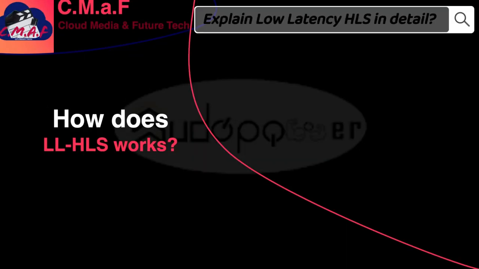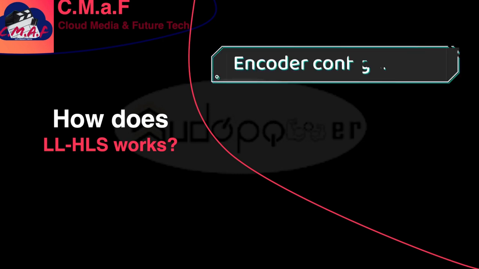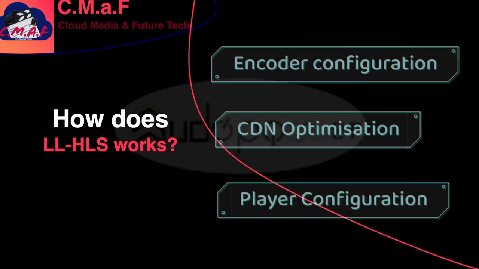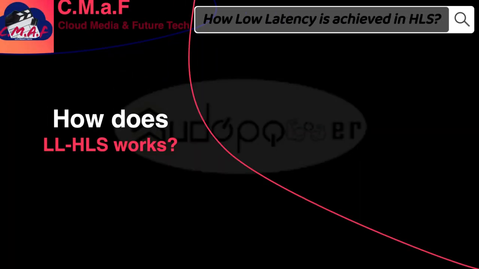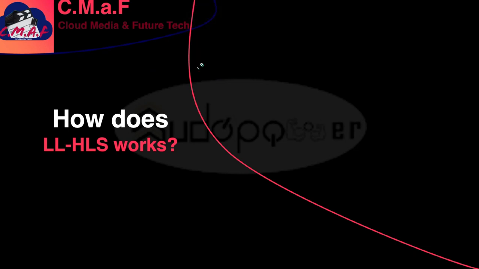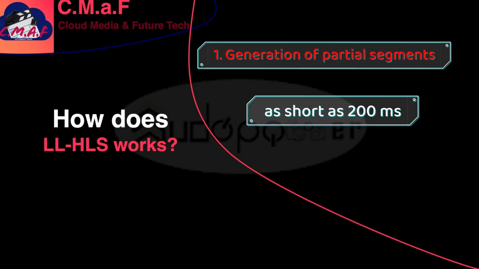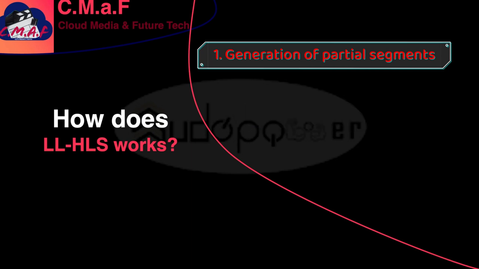Now, let's take a closer look at how low latency HLS works. LL-HLS achieves low latency through a combination of techniques on the backend, encoder, CDN, as well as the player. To enable low latency, LL-HLS follows these techniques. 1. Generation of partial segments. Media segments in normal HLS are typically 6 seconds long, whereas partial segments in LL-HLS can be as short as 200 milliseconds. So for example, to generate a regular length 6-second media segment, LL-HLS will publish 30 partial segments.